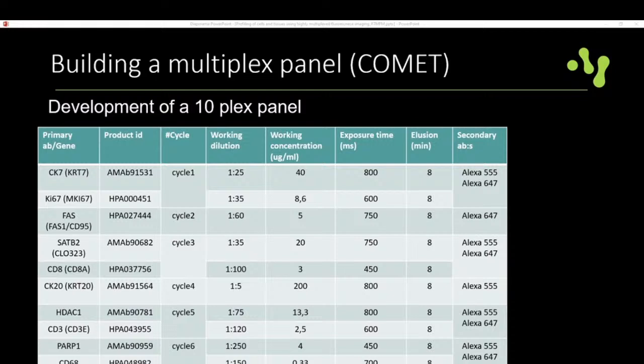The elution time is the time during which the buffer and heating is ongoing. We can have a shorter elution time if needed, if the epitopes are more fragile. And here you can also see that all of the proteins are detected with either Alexa 555 or 647, so only using 2 fluorescence channels.